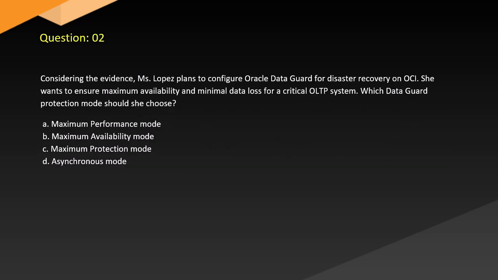Question 2. Considering the evidence, Ista Lopez plans to configure Oracle Data Guard for disaster recovery on OCI. She wants to ensure maximum availability and minimal data loss for a critical OLTP system. Which Data Guard protection mode should she choose? A. Maximum performance mode. B. Maximum availability mode. C. Maximum protection mode. D. Asynchronous mode.